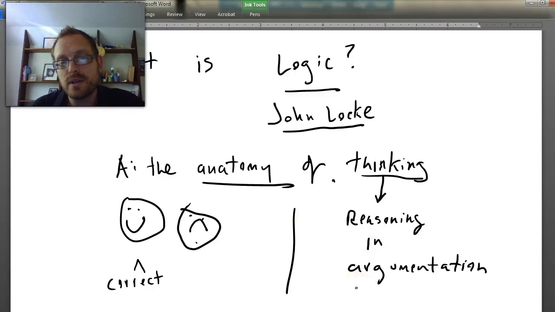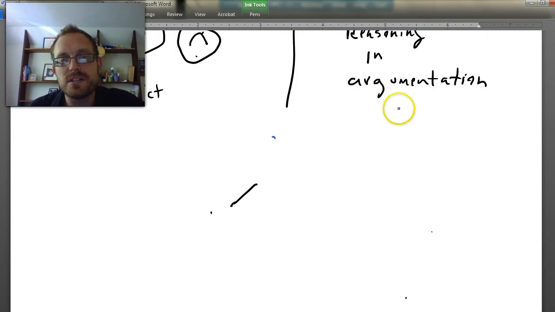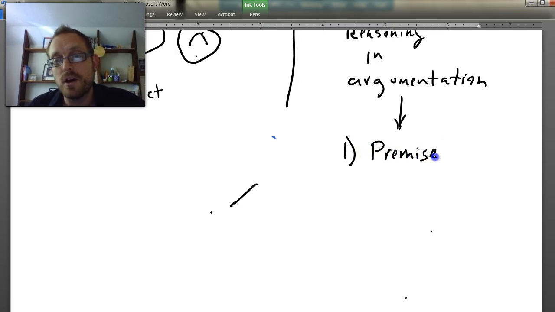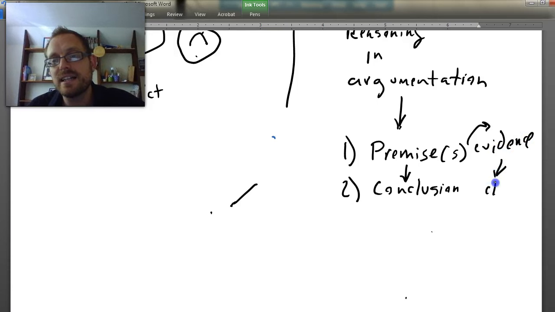Now, of course, what exactly is an argument? We can keep asking this question. What is an argument? Well, an argument is composed of two different things. First off, an argument always contains a premise, or at least one, but usually multiple premises. And the second thing that it contains is a conclusion. The premise is supposed to support the conclusion. So you can think of the premise as the evidence that we give when we make claims.